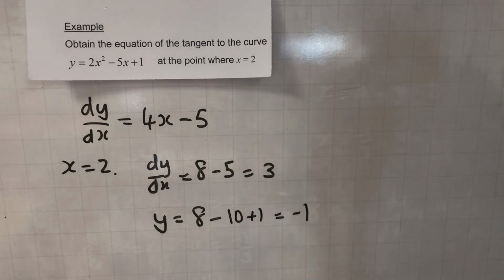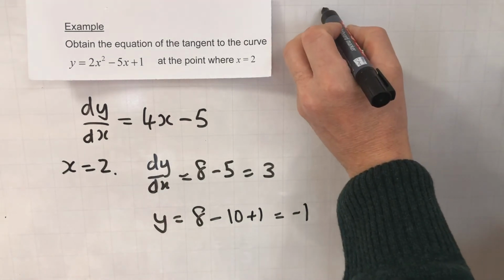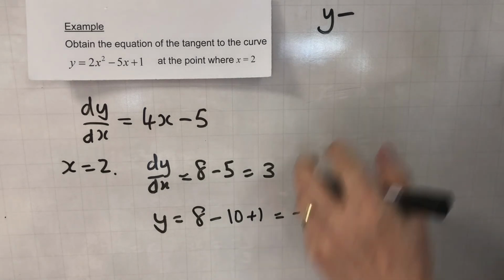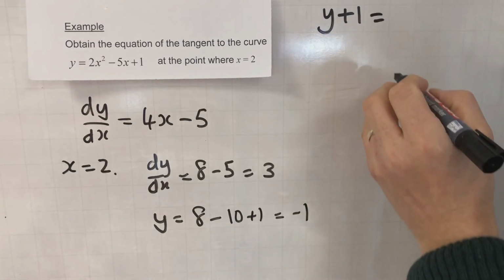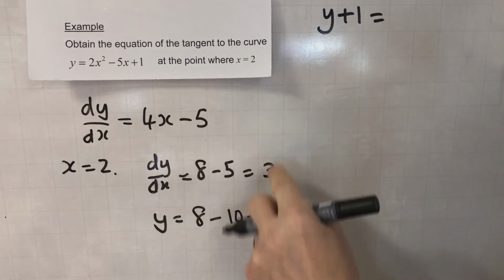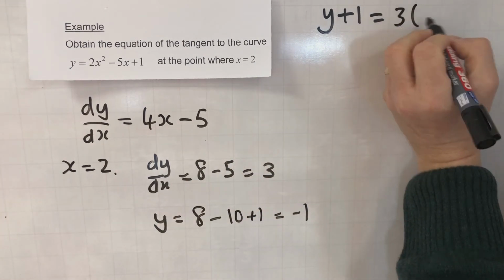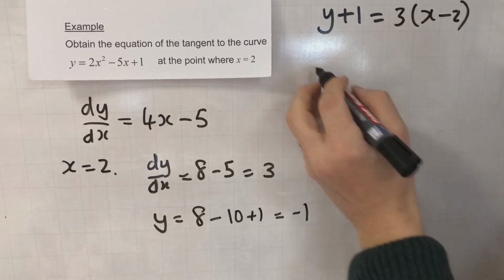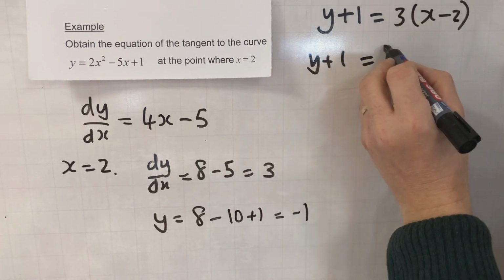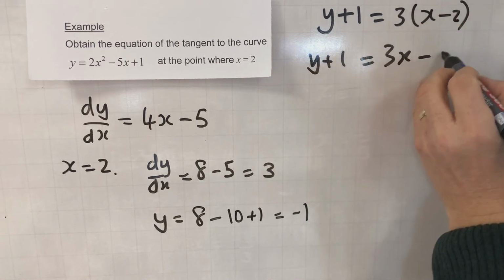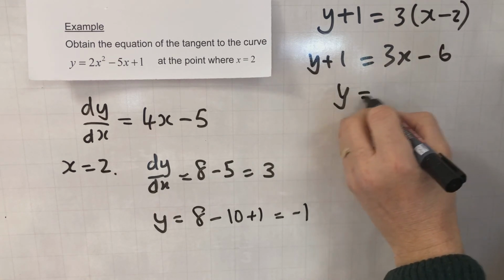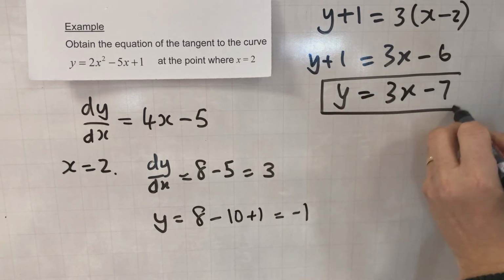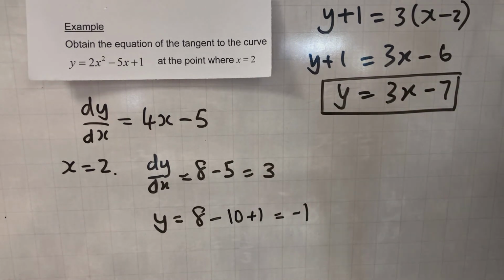Therefore, we can now establish the equation of the line y minus minus 1 is equal to m lots, 3 lots of x minus x1, which is 2. So y plus 1 is equal to 3x, take 6. So y is equal to 3x, take 7. That's the equation of the tangent drawn at x equals 2.